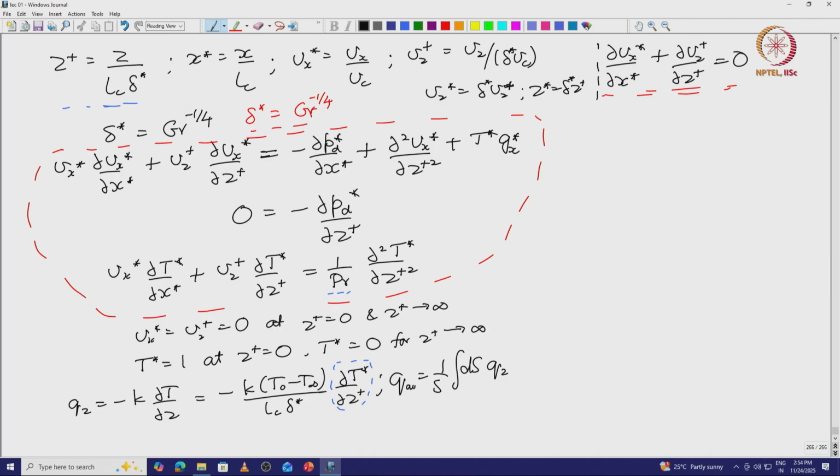So, this has to be of the form minus k into T naught minus T infinity by L C, into some function of the Prandtl number, into delta star. And we know that delta star is the Grashof number to the minus 1/4. So, therefore, this just gives me Grashof number to the 1/4.